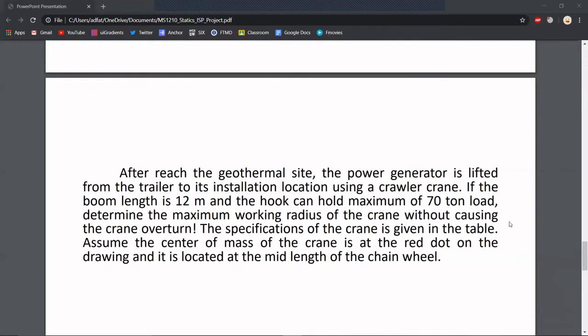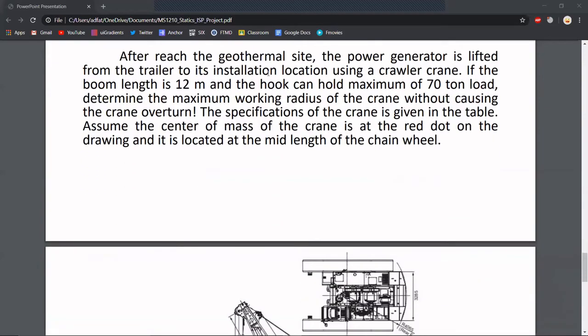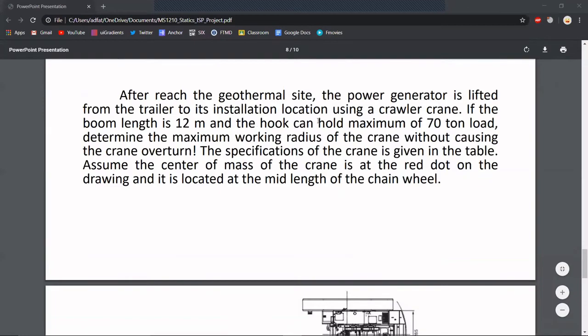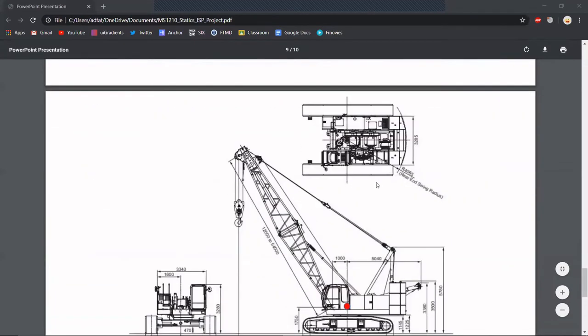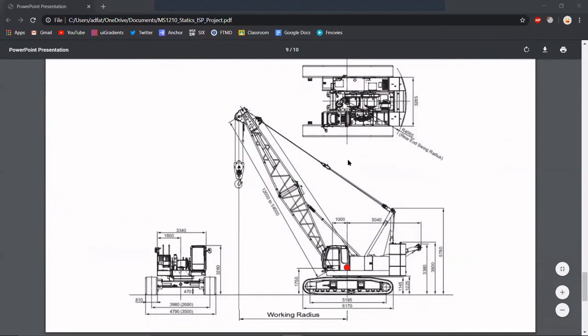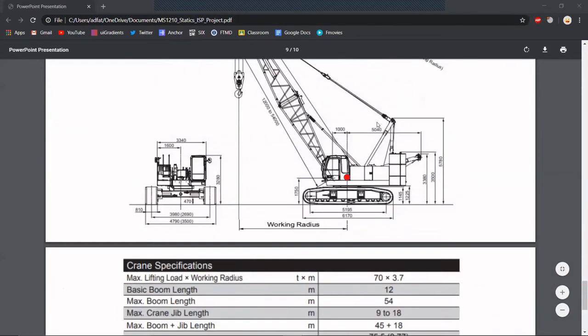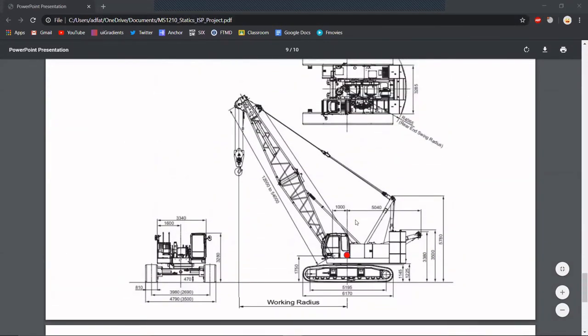Okay, so for problem number 4, the problem is that after the power generator reaches the geothermal site, it is lifted from the trailer into the installation location using a crawler crane. If the boom length is 12 meters and the hook can hold a maximum of 70-ton load, determine the maximum working radius of the crane without causing the crane to overturn. As you can see, the specifications of the crane are written here, and the center of mass is at the red dot below.